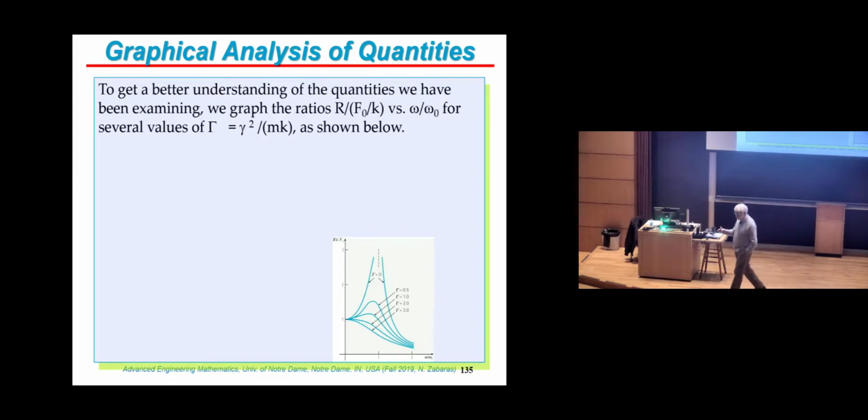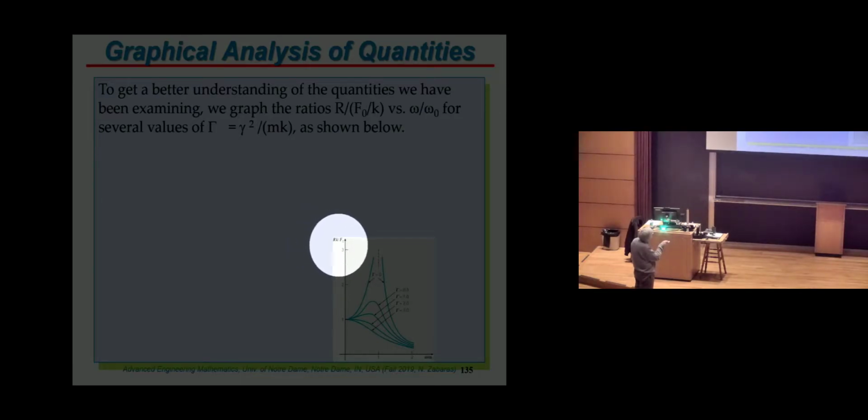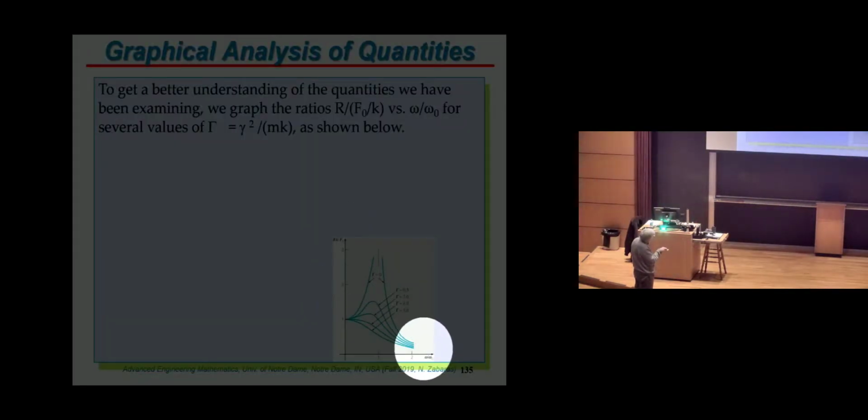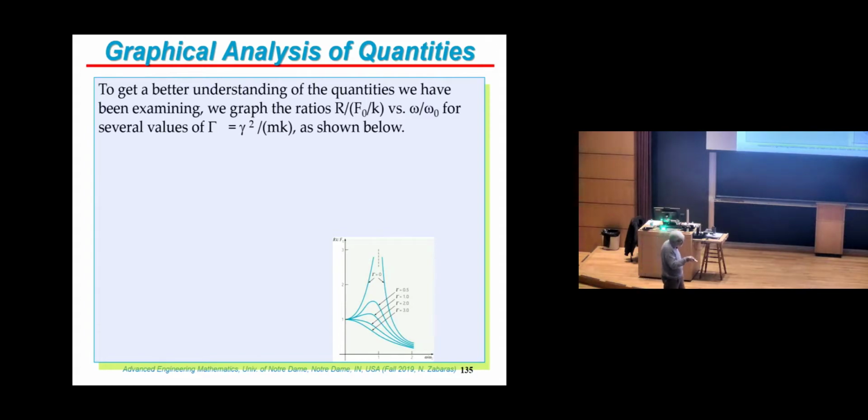So if you plot the amplitude, okay, so this amplitude is Rk over F0, right? F0, I will assume, is the amplitude of the external force, and I am plotting it versus omega over omega 0, all right? And I am having sort of a dimensionless definition of the damping. I'm defining this capital gamma to be gamma squared over mk, because that coefficient comes to be very essential when you look at the previous equations in defining the behavior of the system.